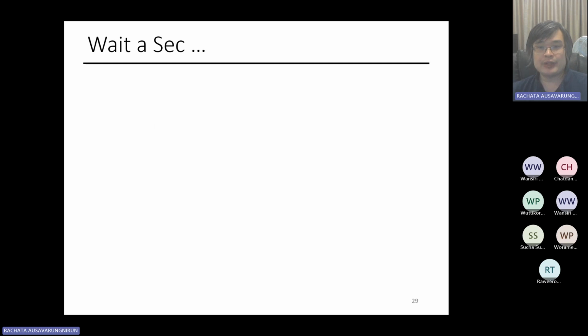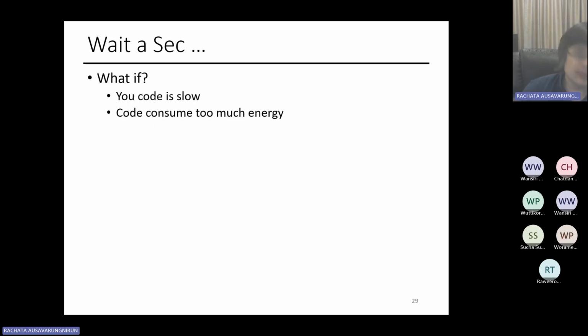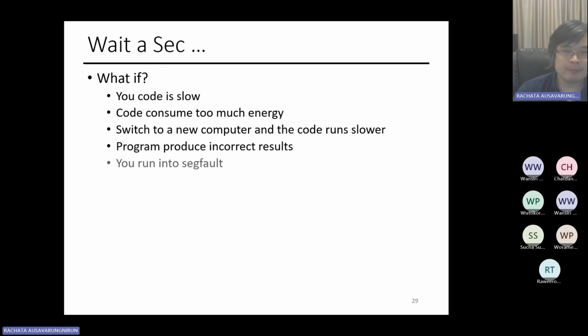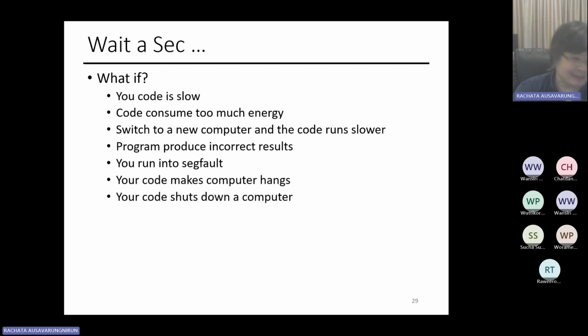So the question of why should you care is, to be honest, let's say your code is slow, it does consume a lot of energy, so you switch to your new computer, which by definition is new, it should run faster, but when you run your program, it runs slower. What happened? Your program produced incorrect results. You run into seg faults, if you use C and C++. This is like your nightmare, right? Your computer hangs. Your code shuts down a computer.